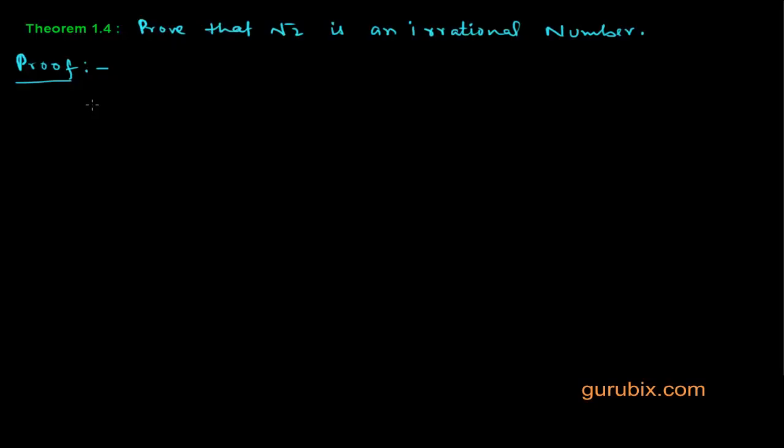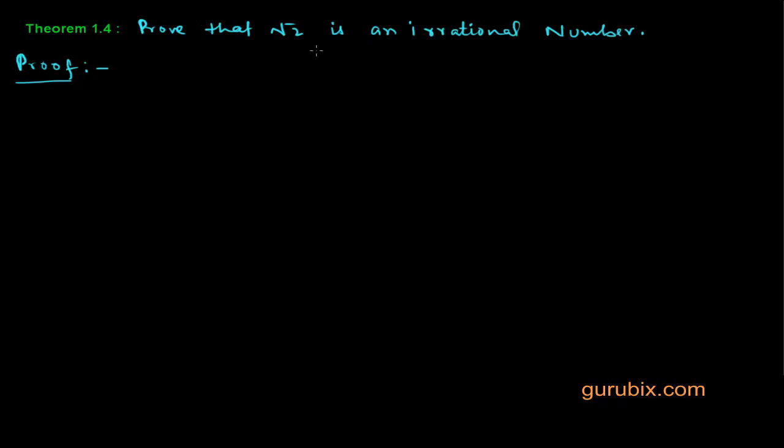Here is a very important theorem. The statement of the theorem says: prove that under root 2 is an irrational number. Do you remember the irrational numbers? The numbers which are surds and indices, and whose decimal expansions are neither repeating nor terminating. Those numbers are called irrational numbers.